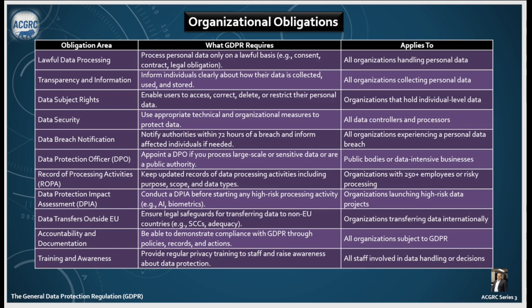Next obligation area is training and awareness. It's about providing regular privacy training to staff and raising awareness about data protection. It applies to all staff involved in data handling or decisions.